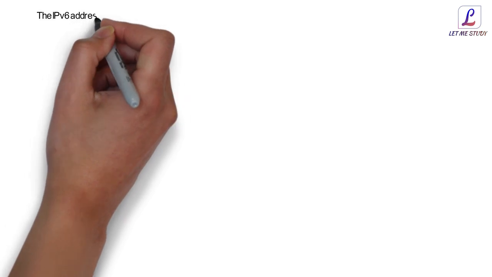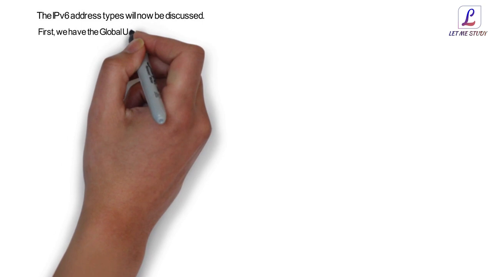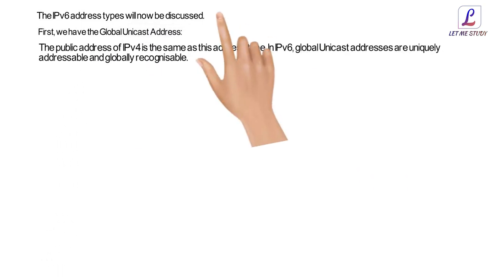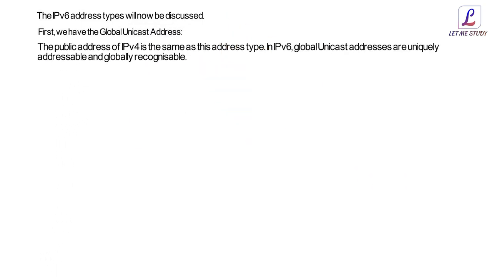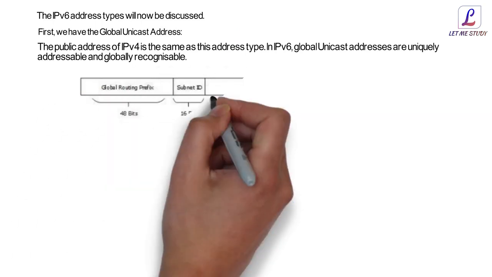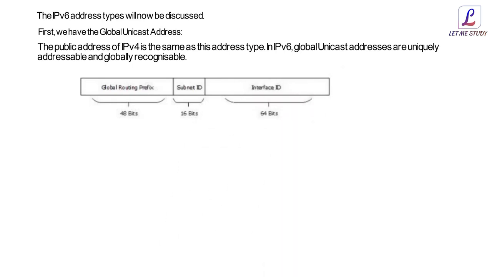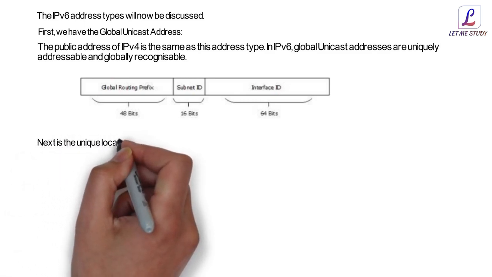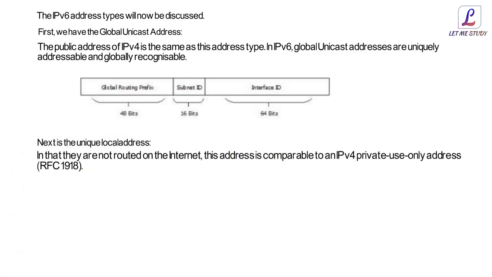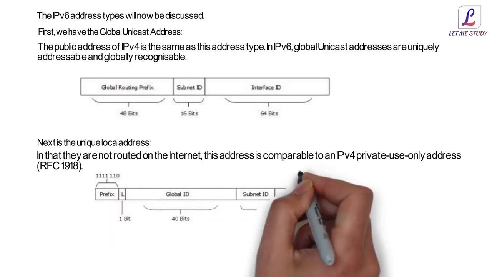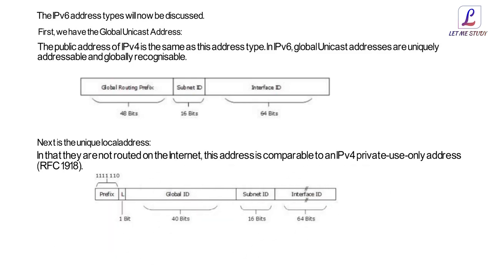The IPv6 address types will now be discussed. First, we have the global unicast address. This address type is the same as the public address of IPv4. In IPv6, global unicast addresses are uniquely addressable and globally recognizable. Next is the unique local address. This address is comparable to an IPv4 private use only address, RFC 1918, in that they are not routed on the internet.